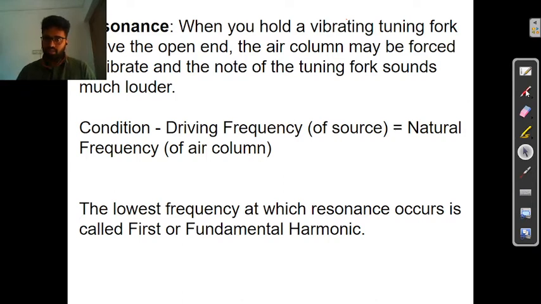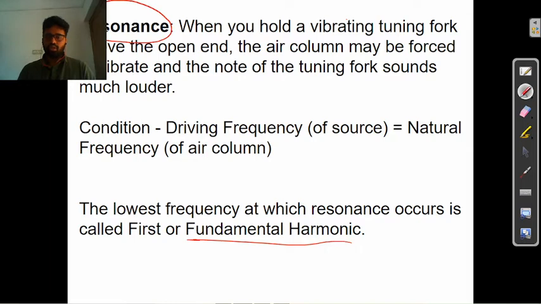The condition for resonance is that the driving frequency should be equal to the natural frequency, and the lowest frequency at which resonance occurs is also called the fundamental harmonic. So in this chapter, instead of using the word resonance, we will be using the word fundamental harmonic or harmonics. Resonance is when the amplitude of a particular frequency is increased.